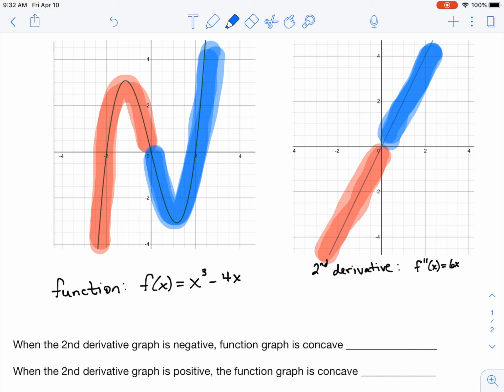It's above the x-axis. Notice the inflection point right here. This right here is my inflection point. Notice that's where the second derivative is 0. Now you don't always get an inflection point, but you do if the concavity changes. Sometimes I can get inflection points other ways, but one of them is if the second derivative is 0, sometimes you get an inflection point in the function.